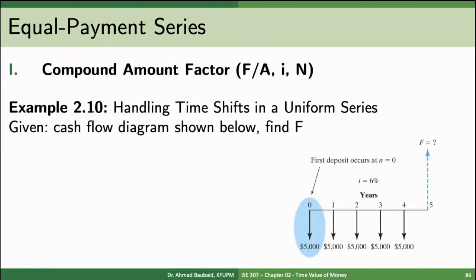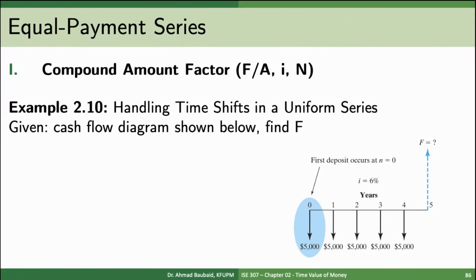And so here's what I was talking about before. What if there's a shift? Notice here that the first deposit occurs at time period 0 instead of 1, and the future value that I need to find is at the end of time period 5. So the future value is not exactly coincident with the last payment. So this is not in the sort of standard form, if you will. I need a way to handle this. What do you think I should do in this case? Any suggestions?